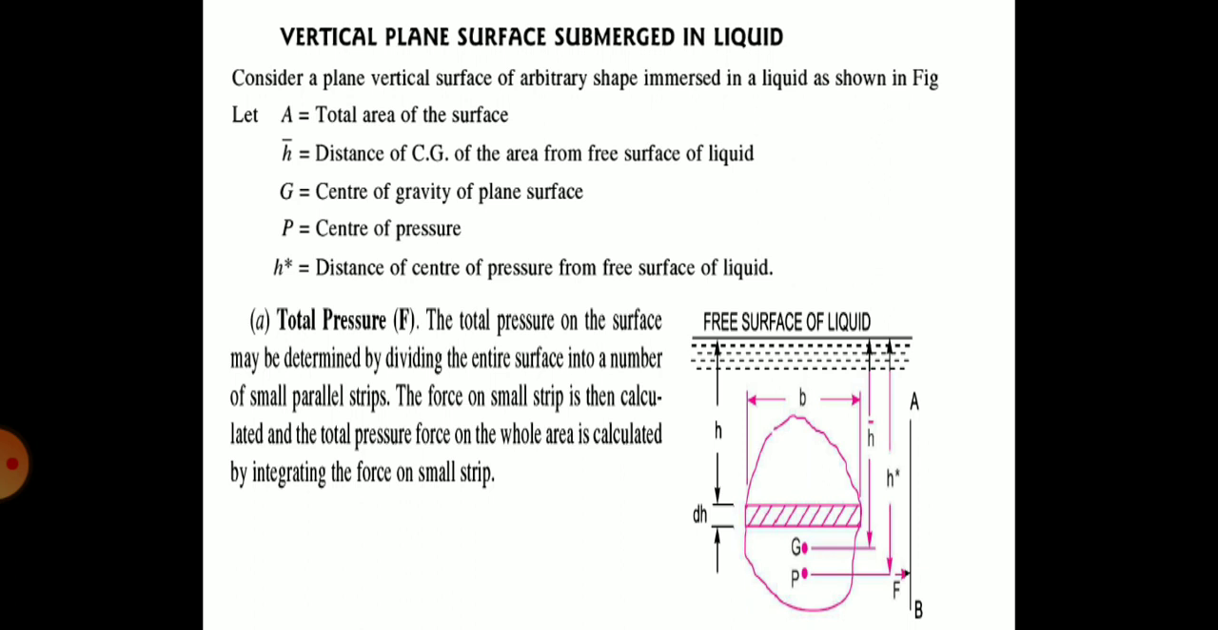Then first we will see the total pressure, that is capital F. The total pressure on the surface may be determined by dividing the entire surface into a number of small parallel strips. This vertical surface of arbitrary shape immersed in liquid we can divide into a number of small parallel strips. The force on a small strip is then calculated, and the total pressure force on the whole area is calculated by integrating the force on the small strip.